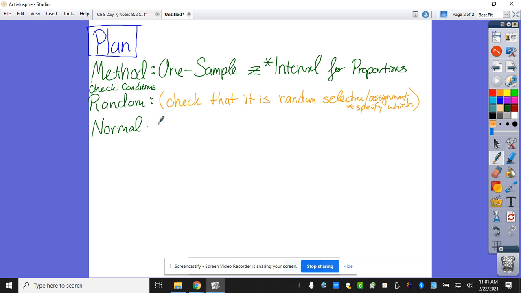How do I check normal for proportions? Population distribution. For proportions, this time it's going to be n times p hat because we don't have p. I'm checking to make sure that that is what? And I'm checking what else? And that one also has to be greater than or equal to 10.